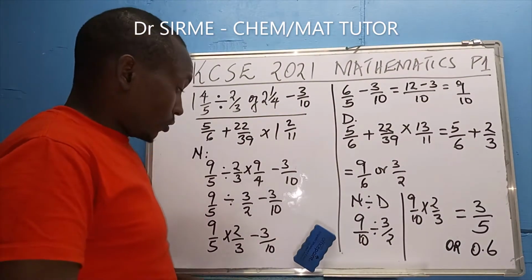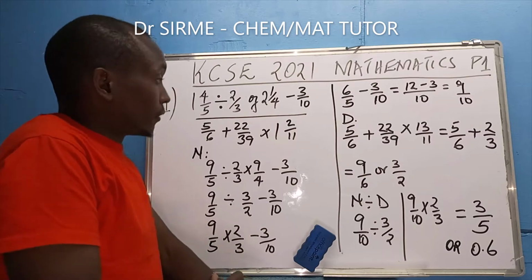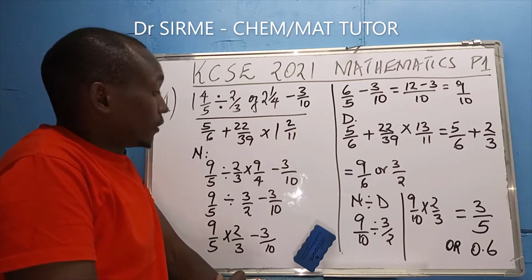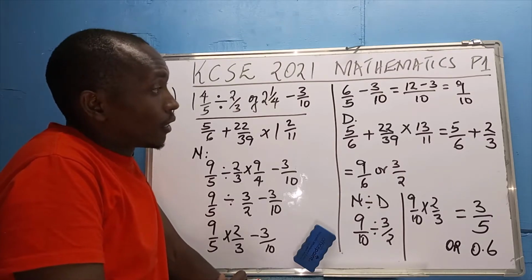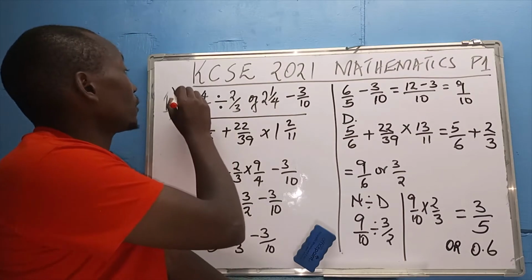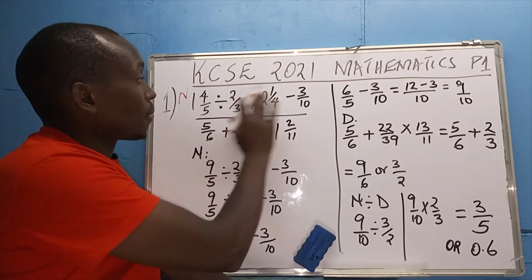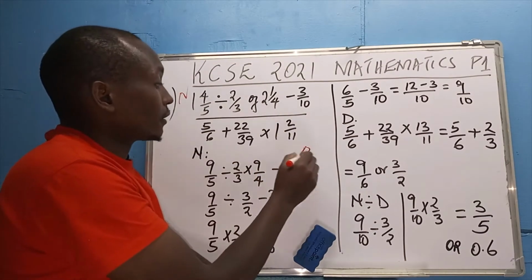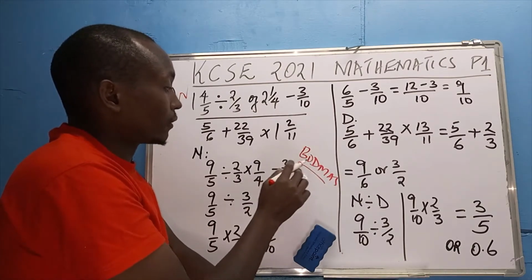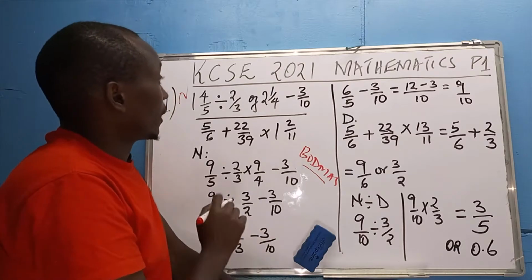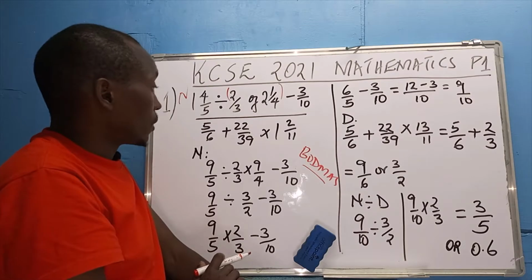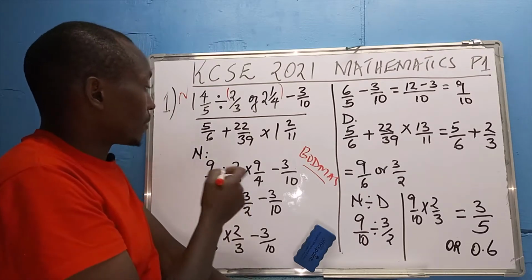With the first question, it was the operation of fractions, and the question went with 4 marks. You can start with the numerator, the upper part. In this case, BODMAS applies: brackets, of, division, multiplication, addition, subtraction. So for this one, I'm going to start with of, and that's exactly what I've done.